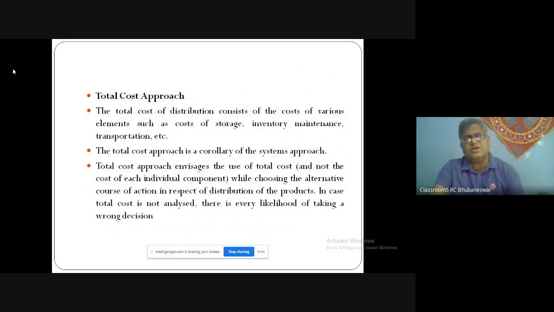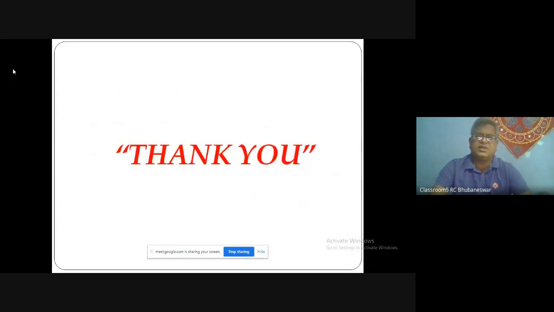And the total cost approach consists of various elements such as storage, inventory maintenance, and transportation. In the total cost approach, there is a corollary of the system approach. Total cost means the total cost of distribution. How much cost arises in storage, how much in maintaining inventory, and how much in transportation. If you club these expenses together, that is called the total cost approach.